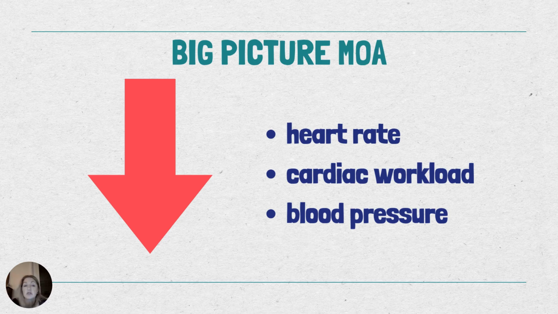So the big picture on a high-level view, beta blockers reduce the effect of epinephrine and norepinephrine on your cardiovascular system. So we're not going to go deep into pharmacology. We have time for that later. But remember, right now, the main thing you need to know is they lower the heart rate. They lower the cardiac workload. That's how much your heart is having to work. And then as a result, it lowers your blood pressure.